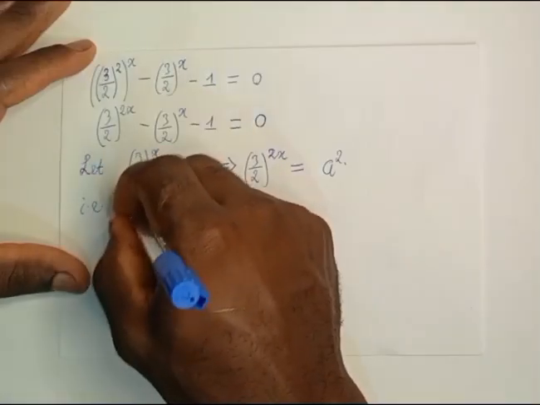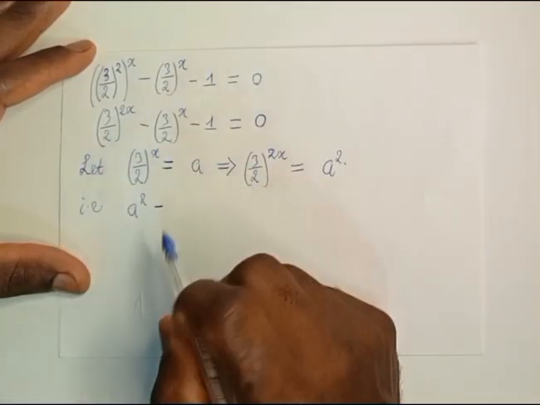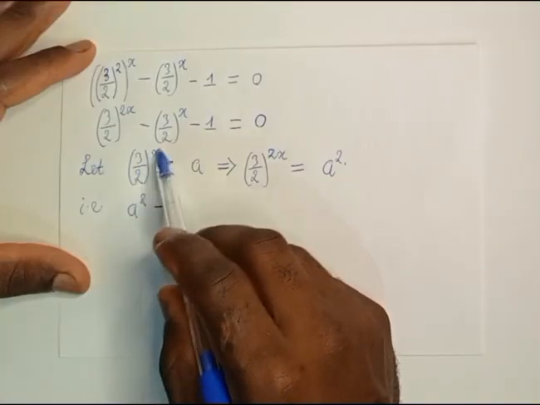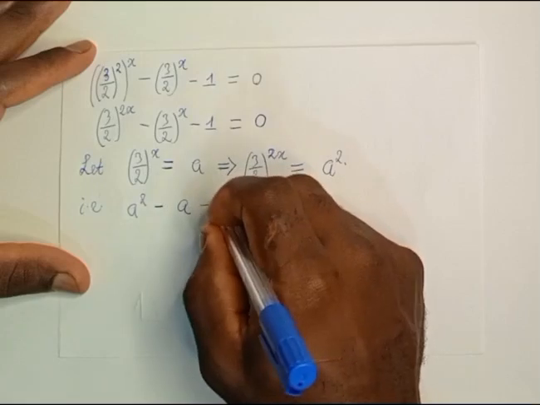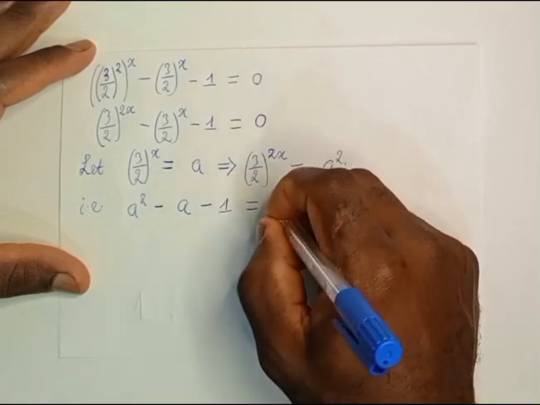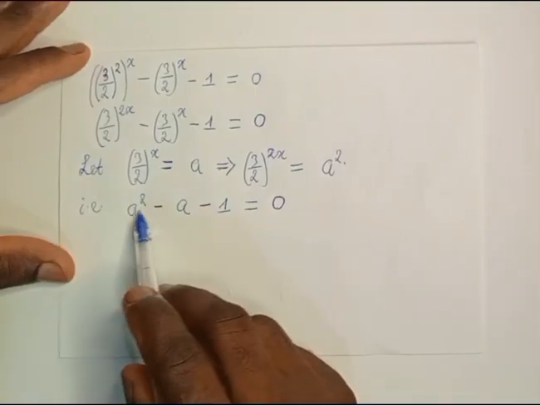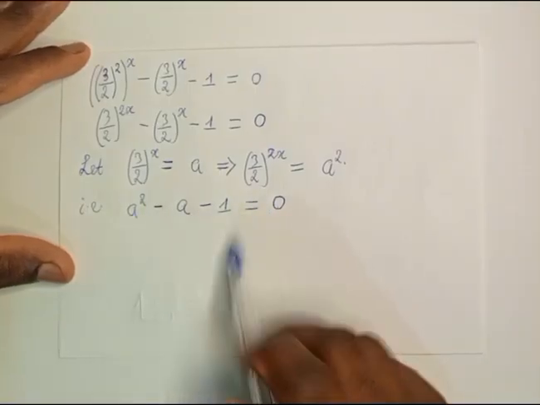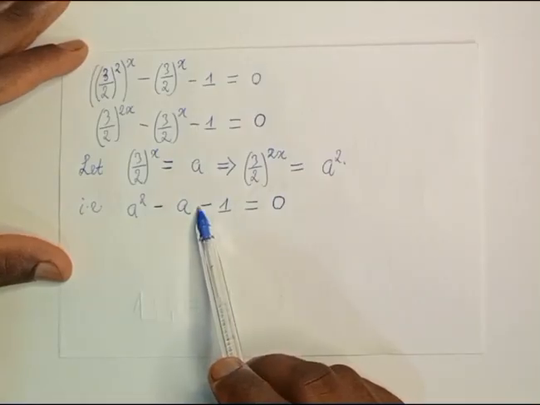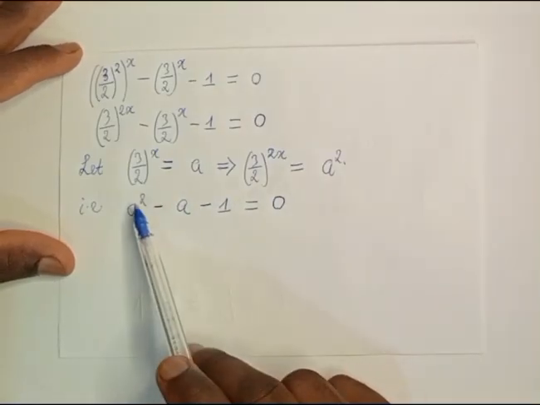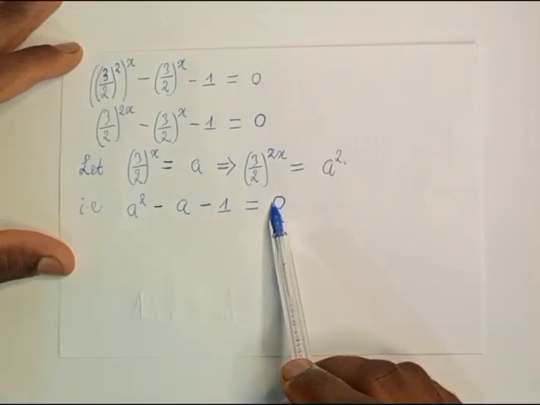We are going to replace 3 over 2 raised to the power 2x with e squared. That is e squared minus 3 over 2 raised to the power x, we are going to replace it with e, minus 1 is equal to 0. At this stage, it is very easy for us to see that this is a quadratic equation. Next, we have to solve the quadratic equation. e squared minus e minus 1 equal to 0.